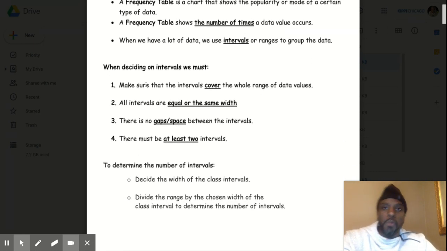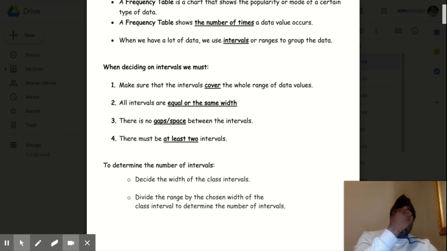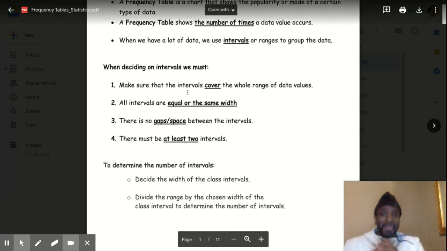Some things we need to know. When deciding on your intervals, we must first make sure that the intervals cover the whole range of data values. So we looked at people that jumped from 3 to 10 inches. When we pick our intervals, we have to make sure that we're covering all the numbers that are between 3 and 10. So if I'm looking at numbers from 3 to 10, I would pick a range of maybe 1 to 10 because 1 to 10 will cover anything that's between 3 and 10. I can pick 1 to 20 because 1 to 20 will cover any numbers that are between 3 and 10. Okay. Also, number 2, the intervals are equal or with the same width.